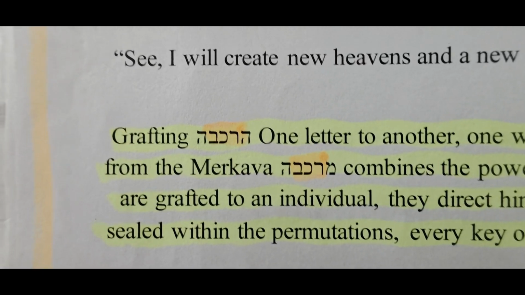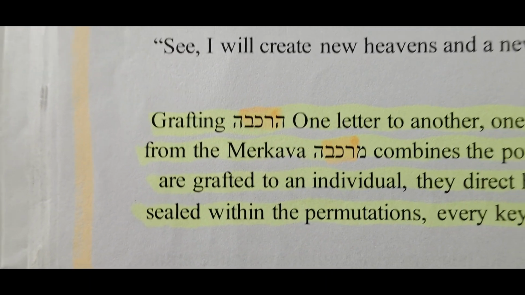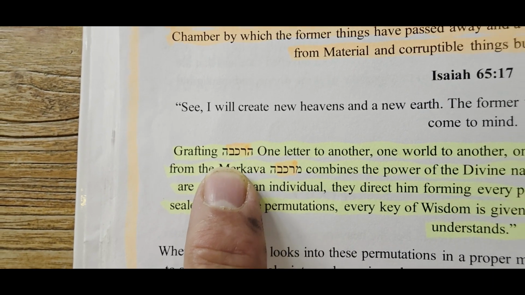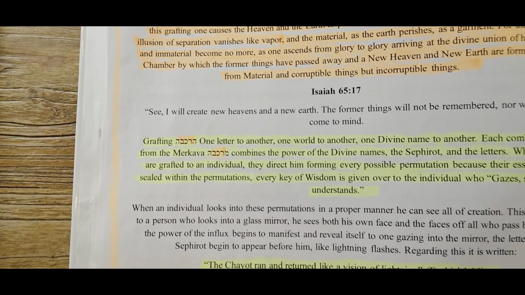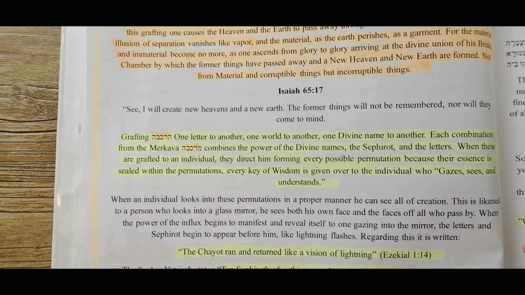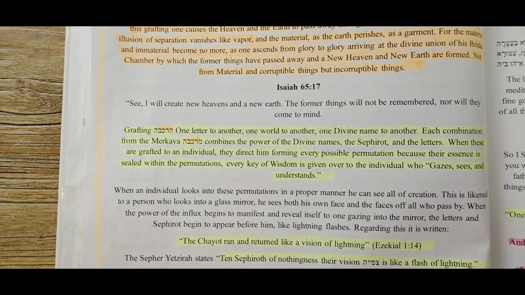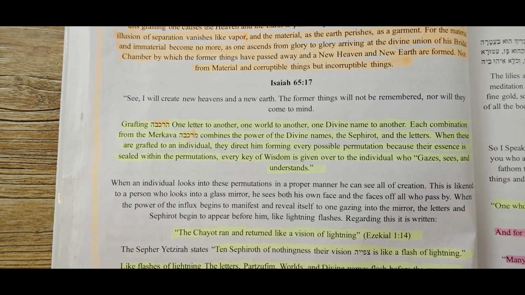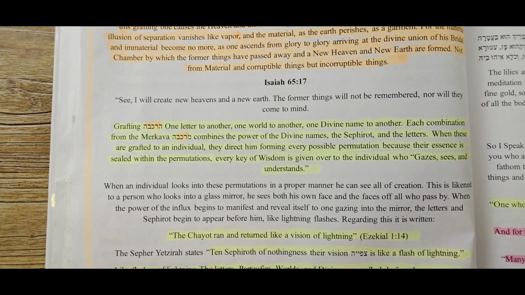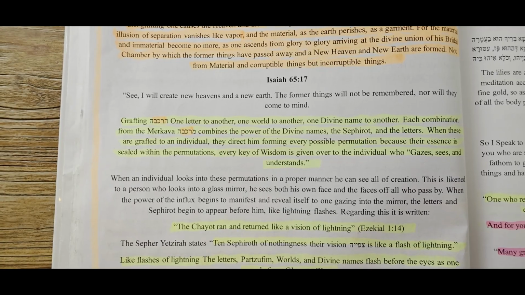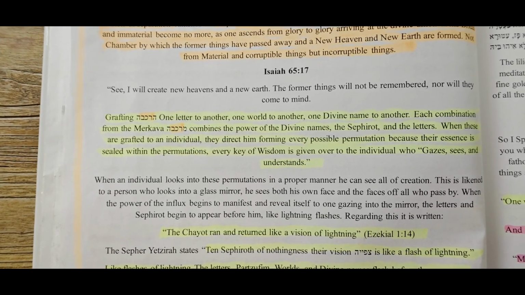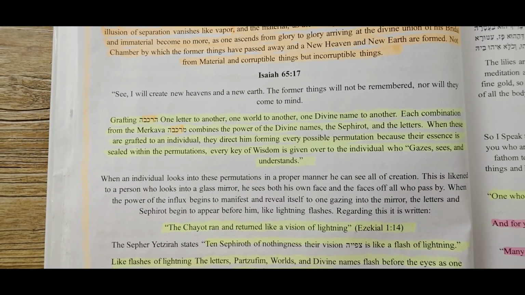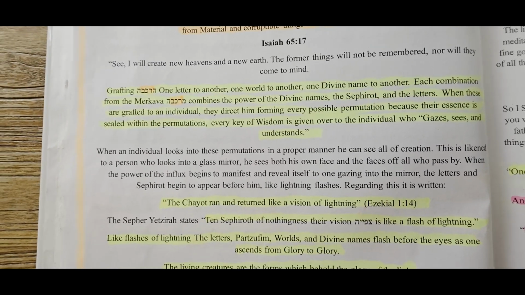So grafting, once again, you see the emphasizing orange there, Resh, Kaf, Beit. Grafting, one letter to another, one world to another, one divine name to another. Each combination from Merkava combines the power of the divine names, the Sefirot, and the letters. When these are grafted to an individual, they direct him, forming every possible permutation, because their essence is sealed within the permutations. Every key of wisdom is given over to the individual who gazes, sees, and understands.